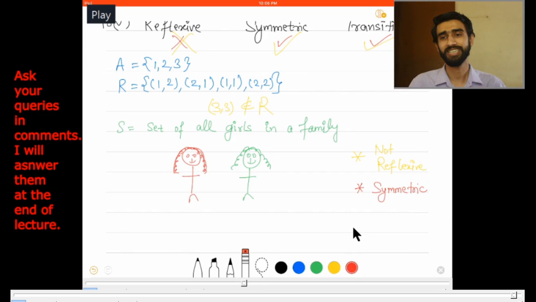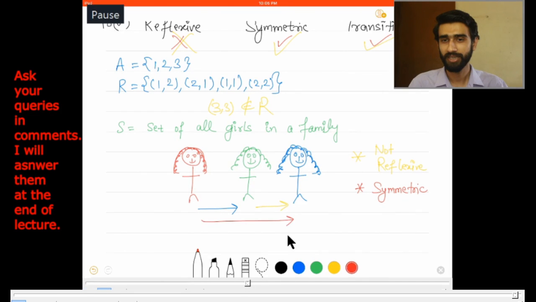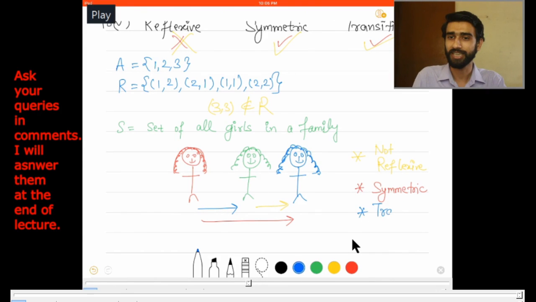Okay, done. Now for transitive, I need a third girl: red, green, and blue. Now if red is sister of green and green is sister of blue, can you say that red is sister of blue? Just think, yes, of course, because they are in the same family and all are girls, so I can say that first is sister of third, second is sister of third, so the first and third will also be sisters of each other. So I can say that this relation is transitive, right? I hope this is clear to you all. Okay, now these are the 5 parts. Now let's go for the third.